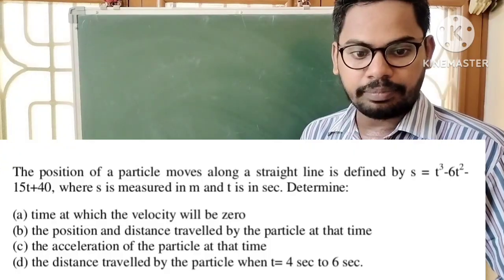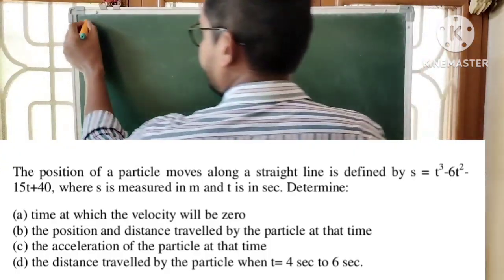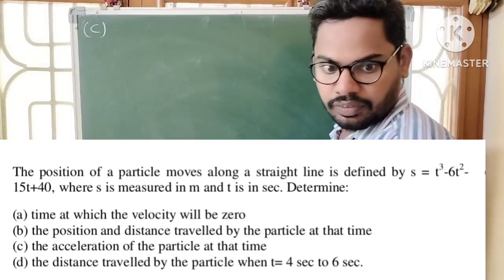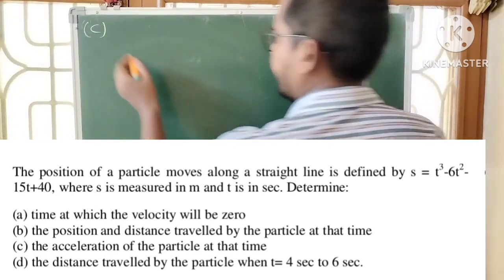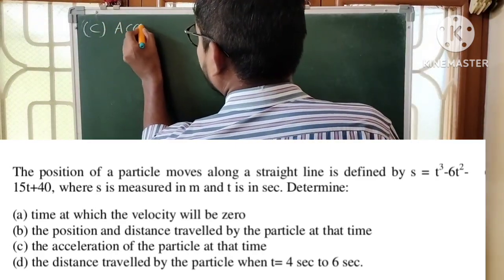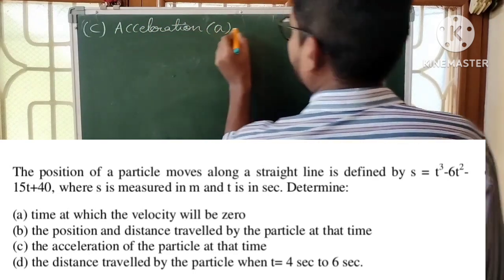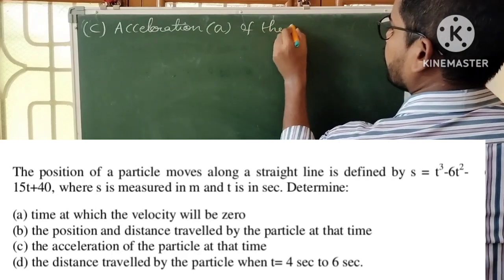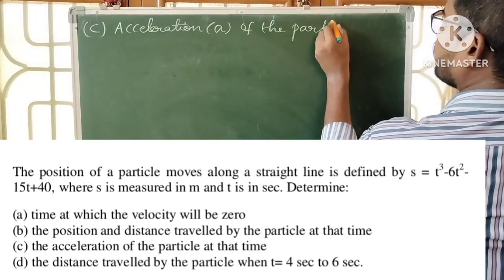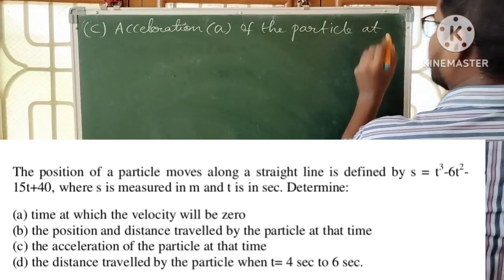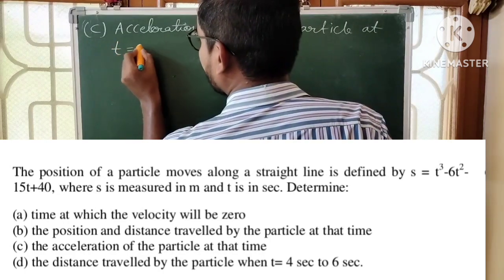Okay. Next part, C. Acceleration of the particle at that time. Acceleration is denoted by small a. Acceleration of the particle at that time, means at t is equal to 5 seconds.